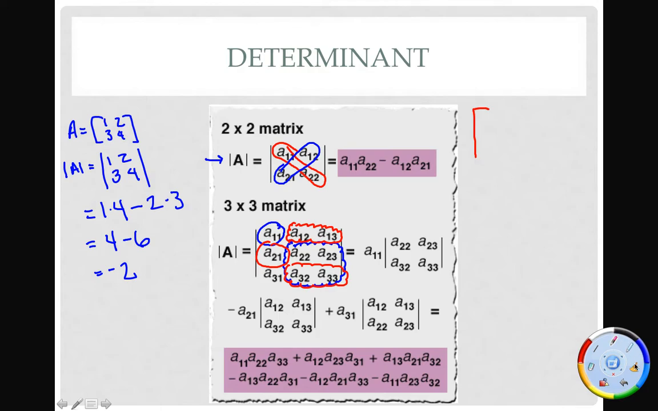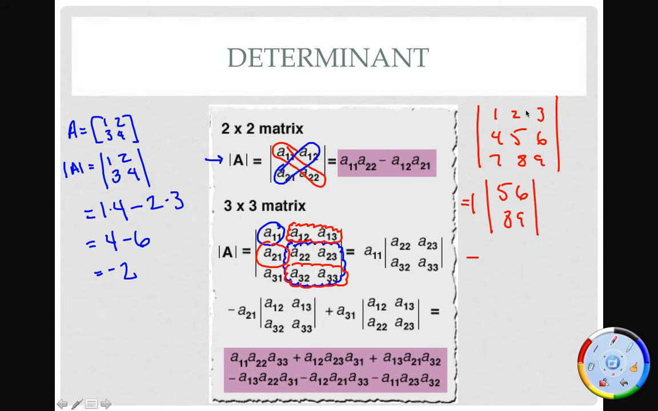If I did a quick example here. 1, 2, 3, 4, 5, 6, 7, 8, 9. Takes a little bit of work. However, it's not impossible. I would take the number 1 and multiply it by the determinant of 5, 6, 8, 9. And I would subtract. So I did the 1. Now I'm going to go to 4. I would subtract 4 times, if I cross that row, that column, the determinant of 2, 3, 8, 9. And then I would add 7 times the determinant of 2, 3, 5, 6.